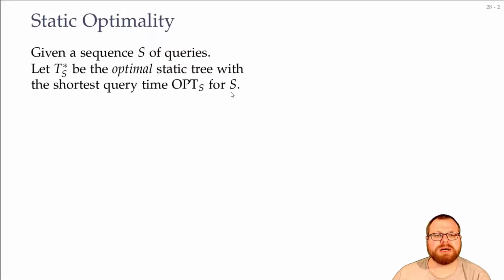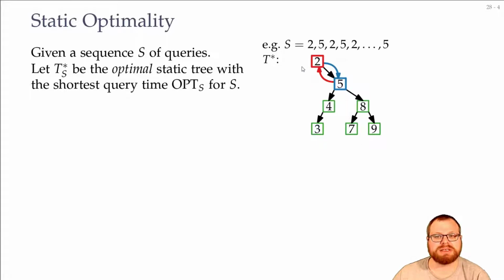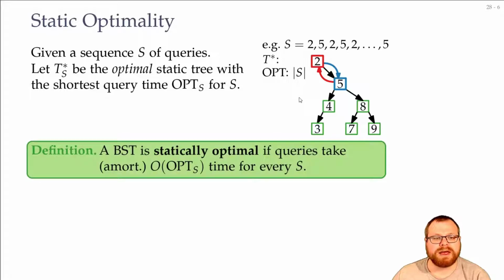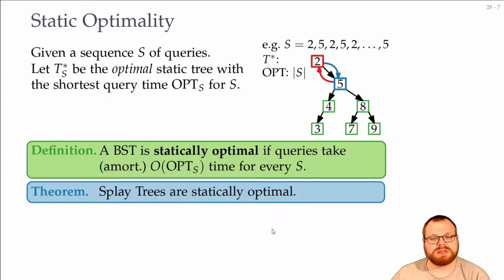We will look at the optimal static tree with the shortest query time for the sequence. So like we had in the beginning, it's this one. And now I want to assign weights depending on this tree. Note that we can do this because we only use the weights for the analysis. We could not do this if we had to use the weights for the algorithm because we don't know this tree. Otherwise we could just use it. So we will just use them for the analysis.